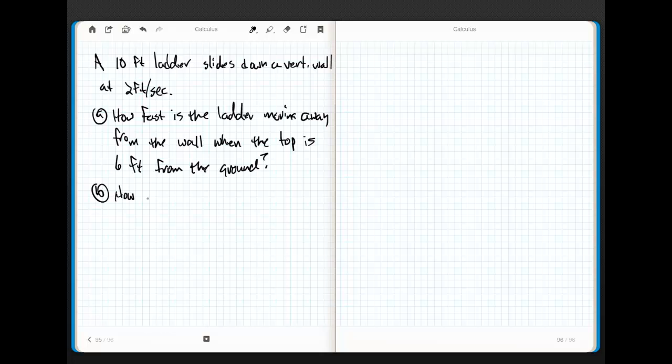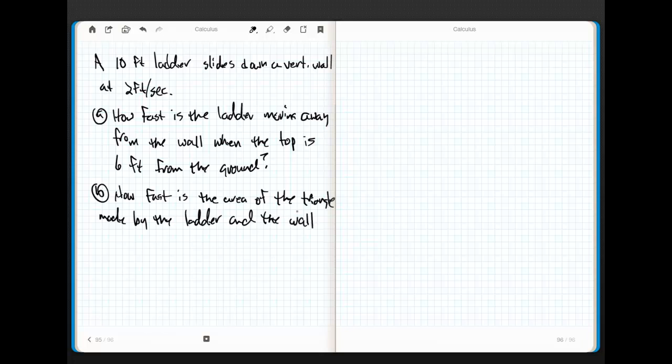How fast is the area of the triangle made by the ladder and the wall changing at the same time as in part A? I guess it's A and not 1.